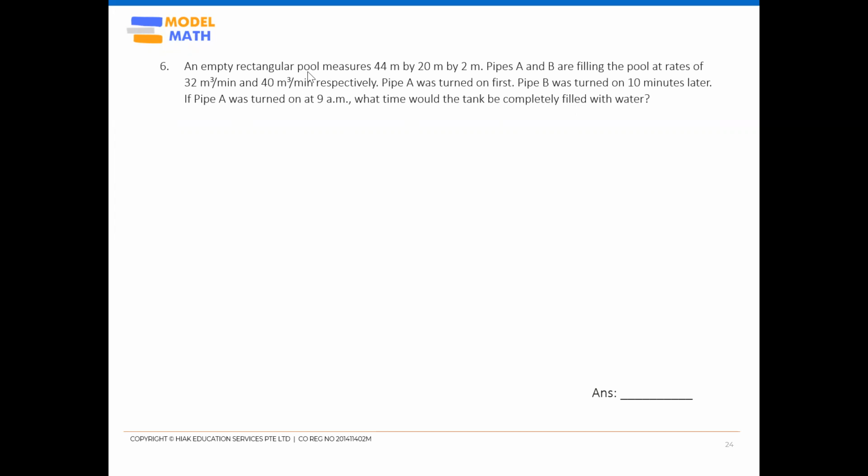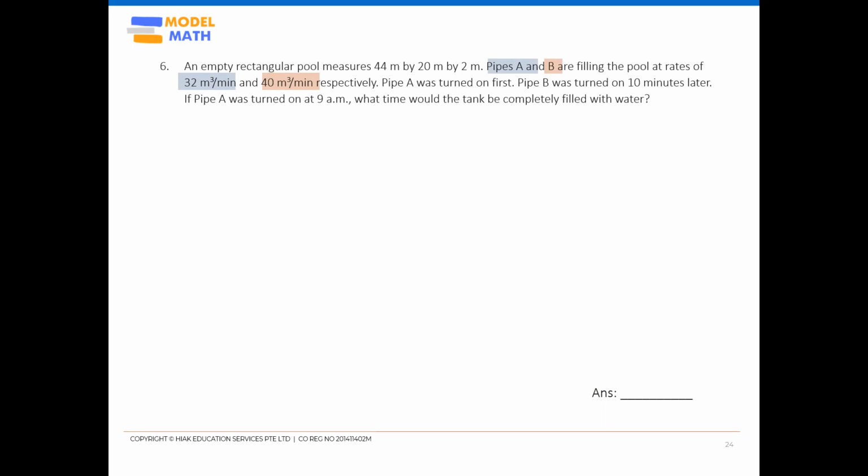So currently we have a pool that was empty at the beginning. Dimensions are given. Pipes A and B filling the pool. Okay, we have two different rates provided. So I'm just going to color code the two different pipes with their respective rates. Now, notice that the two pipes were not switched on together at the same time. Pipe A in fact was turned on first, but B was only turned on 10 minutes later.